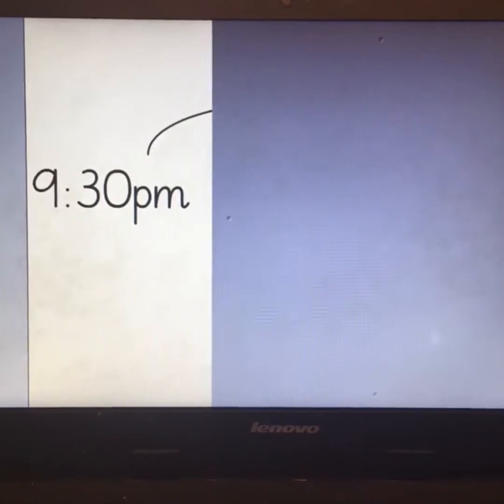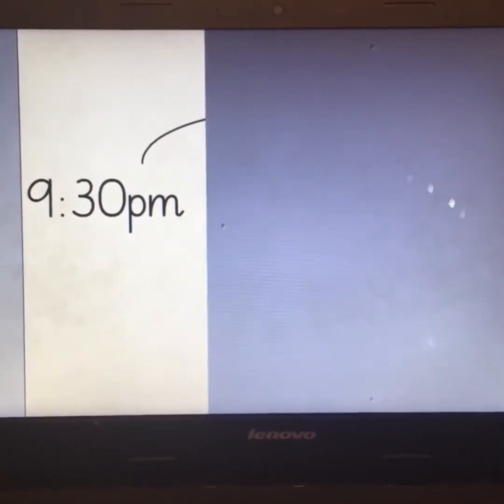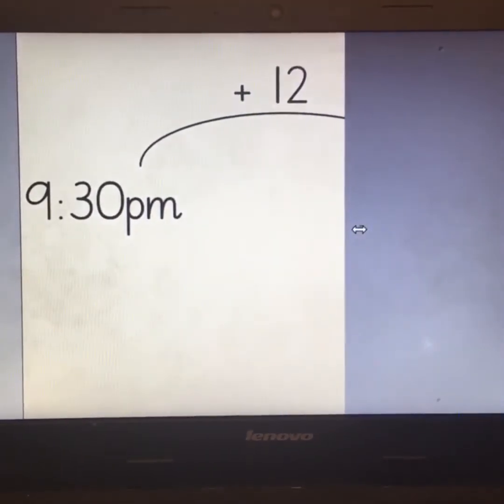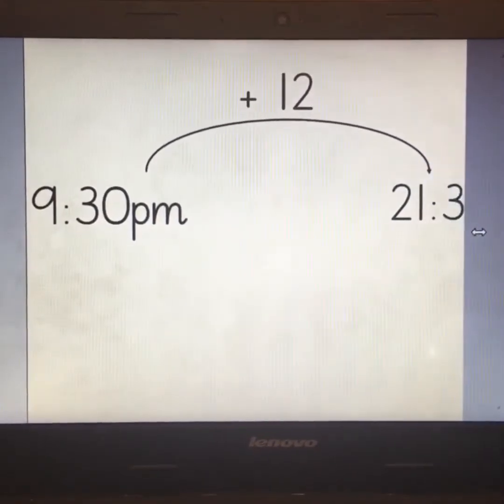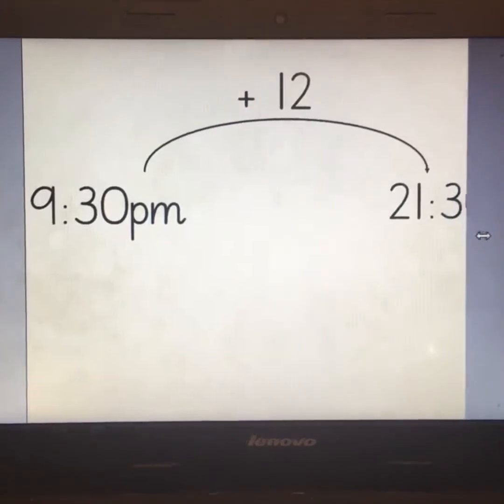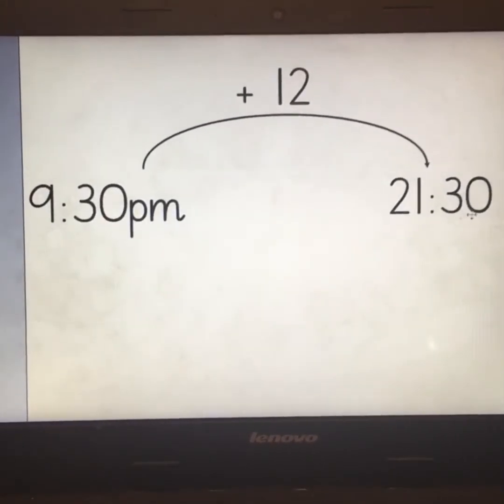Next one is 9:30 p.m. Well, if it's p.m, it's past morning, so it's in the afternoon or the evening, really. So if I want to work this out on a 24-hour clock, I need to add 12 because I've started at midday and added on 12. 9 add 12 is 21. But don't forget, you started at 9:30, so it'd be 21 and still those 30 minutes.